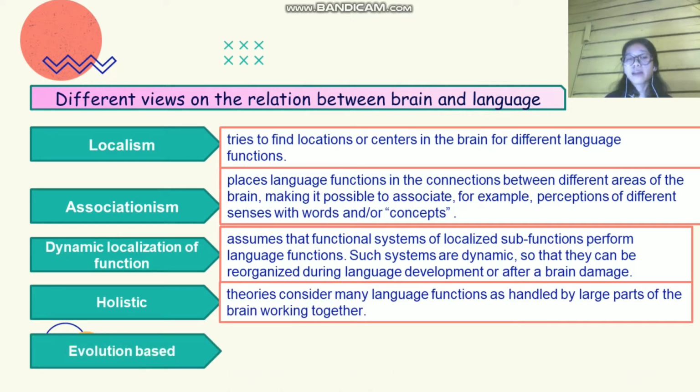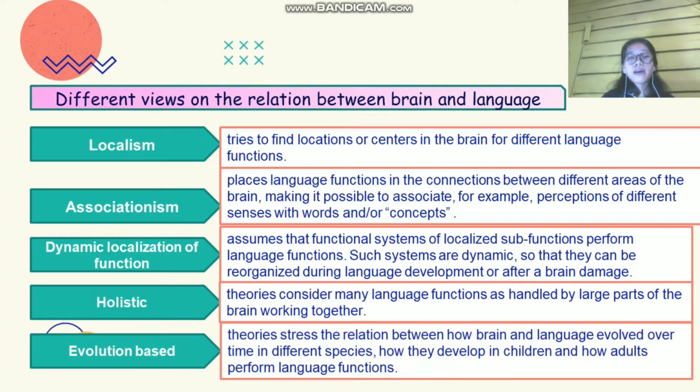Next, evolution-based. Evolution-based theory stresses the relation between how brain and language evolve over time in different species, how they develop in children, and how adults perform language function.